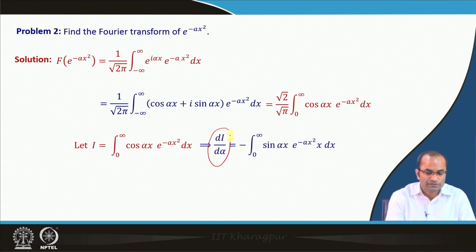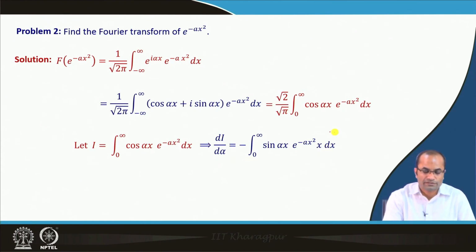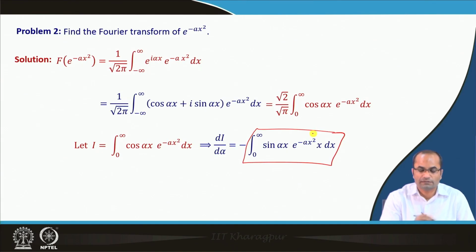So, we will differentiate this I with respect to alpha. Here the cos alpha x will become minus sin alpha x, and then one x will appear there, and then we can integrate this integral by parts easily.